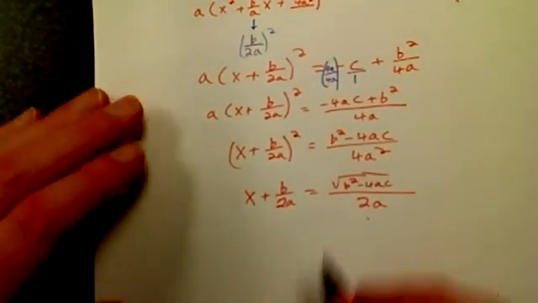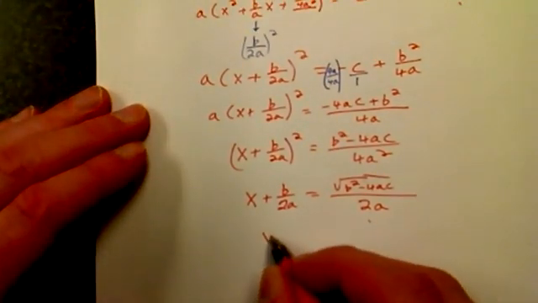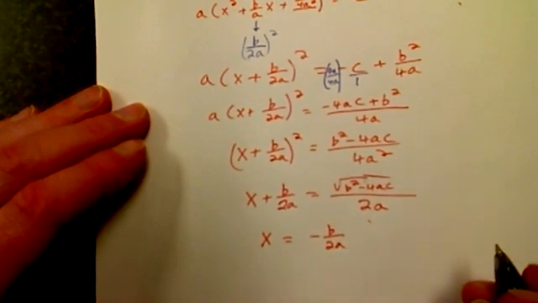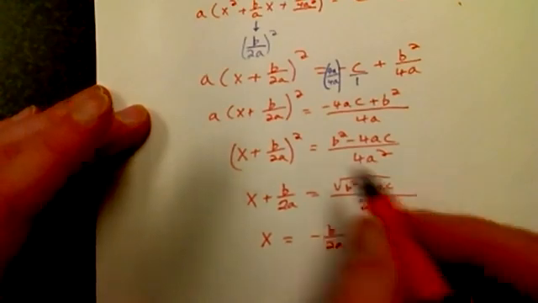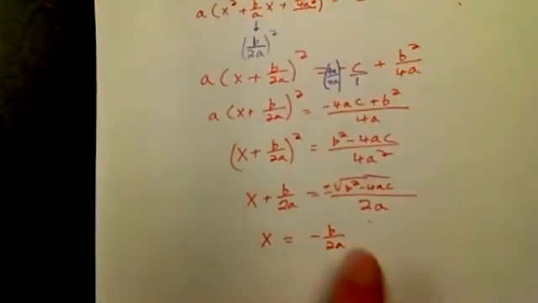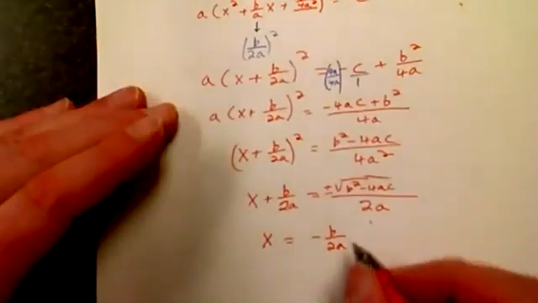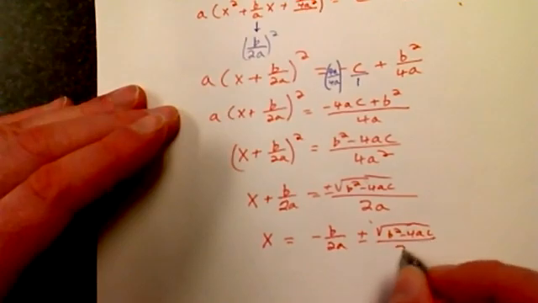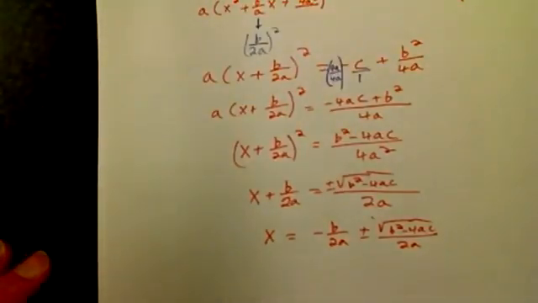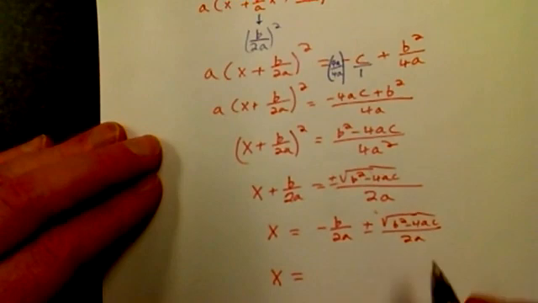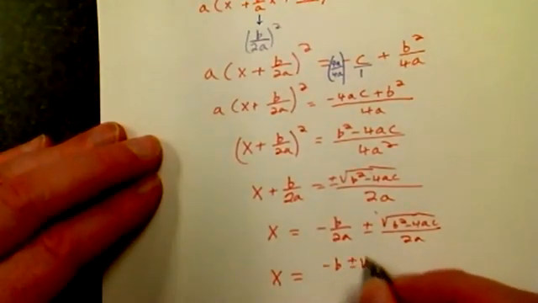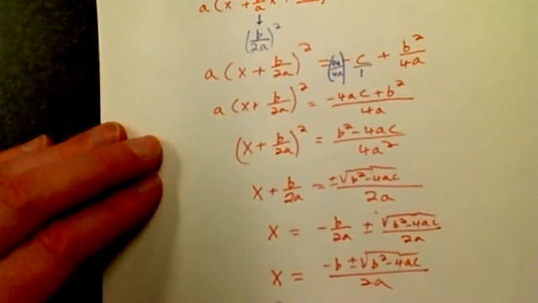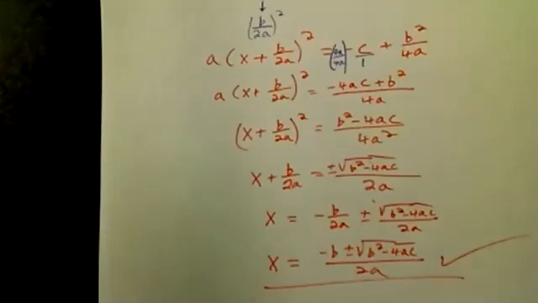Now I'm going to subtract b over 2a from both sides, and I'm going to end up with x equals negative b over 2a. Oh, and I'm not going to forget to put my plus or minus when I take square roots. So that's plus or minus the square root of b squared minus 4ac, all over 2a. Then commonly in the formula, people write it like this: they combine into a single fraction, and we get the quadratic formula we know today. And that's right here, and that's where it comes from.